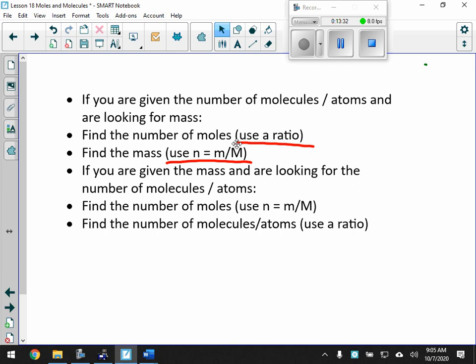I'm going to give you a little different visual thing here too, and we're going to fill that in together, and that might help. You're not going to have a lot of room on this page. If not, there's a whole back side here that you can use. In the second 2 blanks, it says if you're given the mass and are looking for the number of molecules or atoms, we're going to find the number of moles using this and then use the ratio. So you'll notice you're writing the same 2 things down, but you're just changing the order of them. And I'm going to show you what that looks like right away.